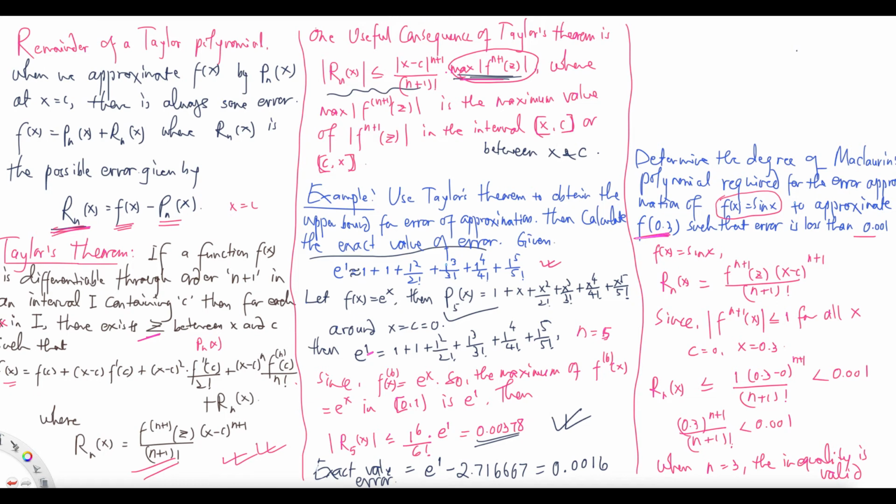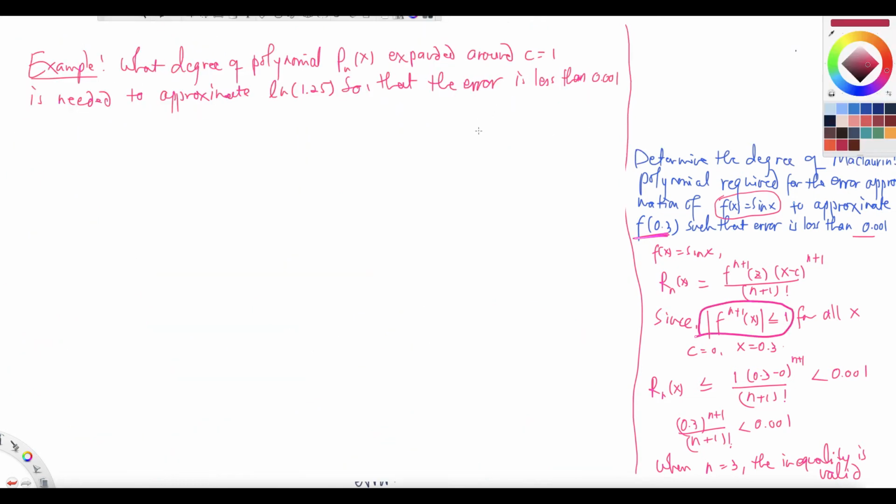That's what we get. Okay guys, let us do one more example of finding the degree of the Taylor's or Maclaurin's polynomial. This question is question number 54 from the book. It says: what degree of polynomial P_n(x) expanded around c equals 1 is needed to approximate ln 1.25 so that the error is less than 0.001? So we want to approximate the value of the natural log of 1.25.